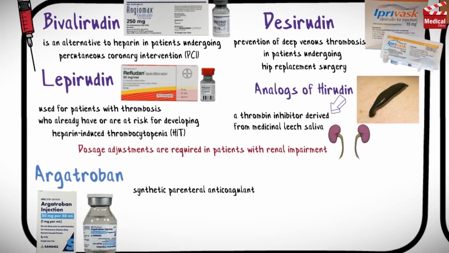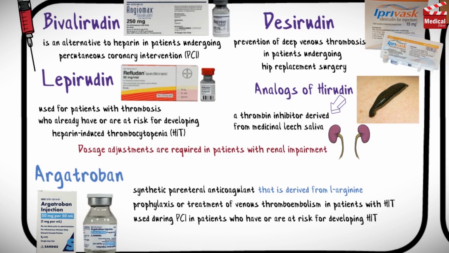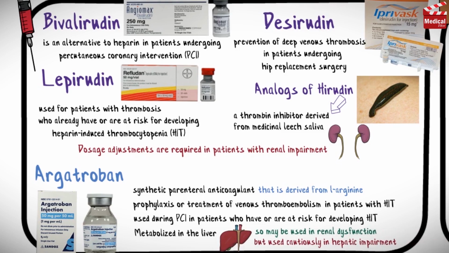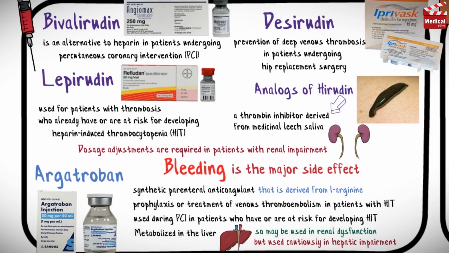Argatroban is a synthetic parenteral anticoagulant that is derived from L-arginine. It is used for the prophylaxis or treatment of venous thromboembolism in patients with heparin-induced thrombocytopenia, and it is also approved for use during percutaneous coronary intervention in patients who have, or are at risk for developing, heparin-induced thrombocytopenia. It is metabolized in the liver, so it may be used in patients with renal dysfunction, but it should be used cautiously in patients with hepatic impairment. Like the other anticoagulant drugs, bleeding is the major side effect of these agents.